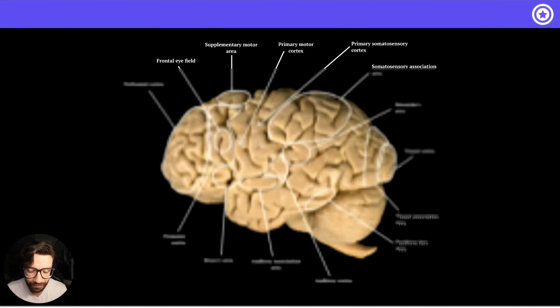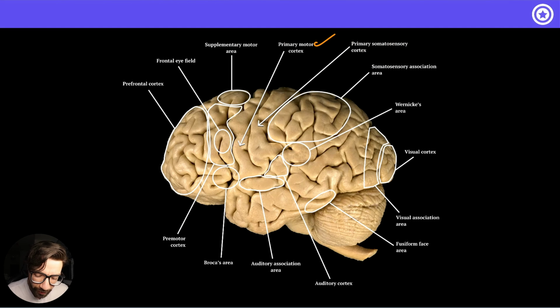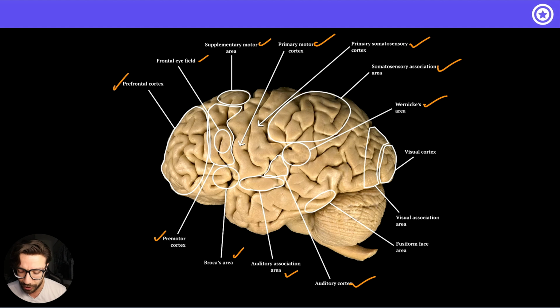All right, awesome. Now let's just verify all this. We got that primary motor cortex, that supplementary motor area, the premotor area, frontal eye field, Broca's area, and the prefrontal cortex. Looking at the parietal lobe, we have that primary somatosensory cortex and the somatosensory association area. Then in the temporal lobe, we have Wernicke's, we have auditory cortex and the auditory association area, as well as the fusiform face area. And then looking at the occipital lobe, we have that visual cortex, as well as that visual association area.